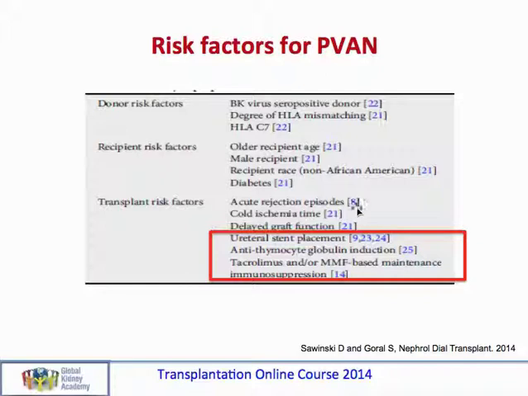And obviously then there are transplant risk factors: acute rejection, cold ischemia time, delayed graft function. Obviously the immunosuppressive load that you give, so the combination of tacrolimus and MMF seems to be a particularly bad combination. ATG, again, heavy immunosuppression increases viral replication, and there is a suggestion that the ureteric stent as well may be associated with the development of BK nephropathy.